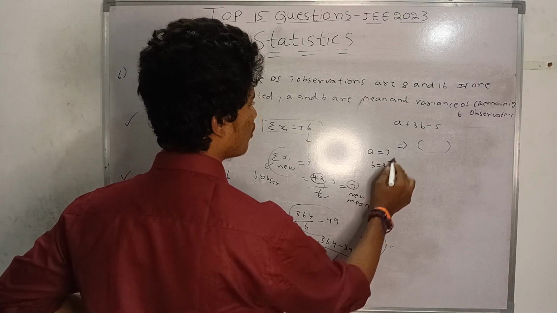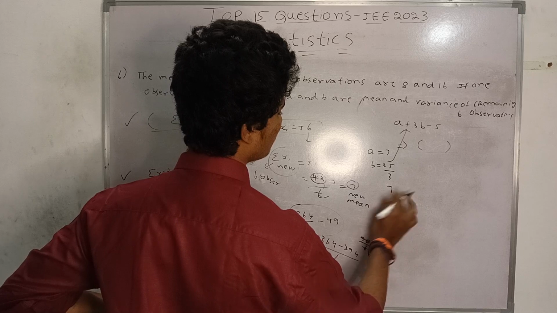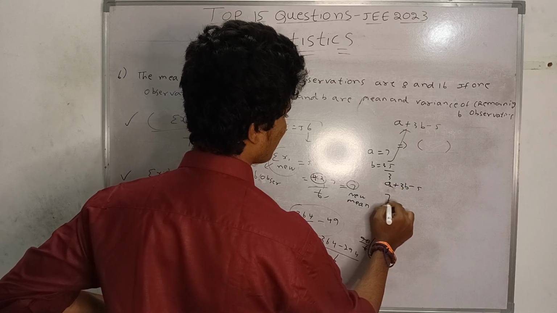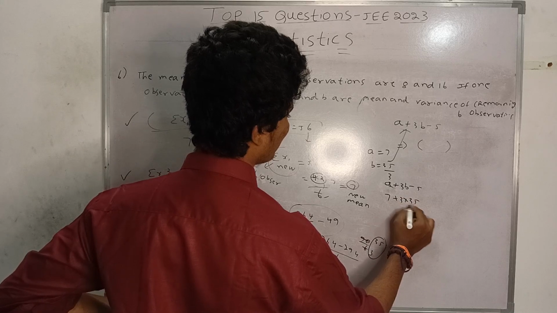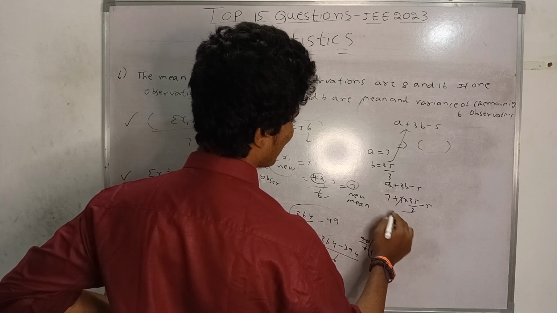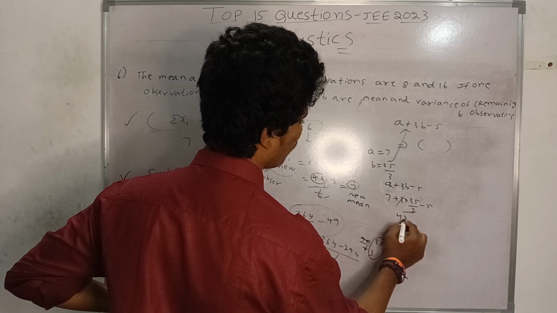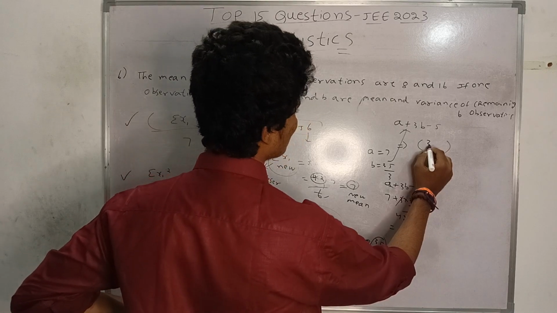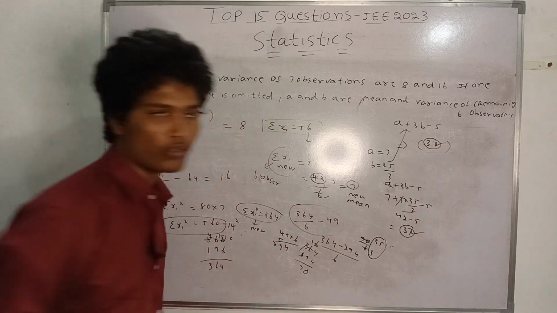Now we have to solve this expression, that is A plus 3B minus 5. What is A? 7 plus 3 into 35 divided by 3 minus 5. These two will get cancelled. This is 42. 42 minus 5, how much? It is 37. So the answer is 37 here. Like this you have to do.